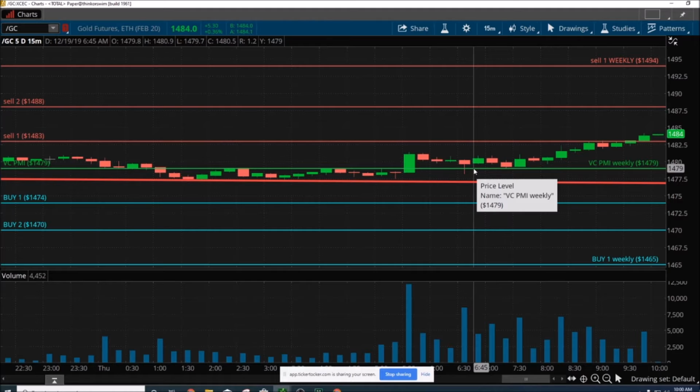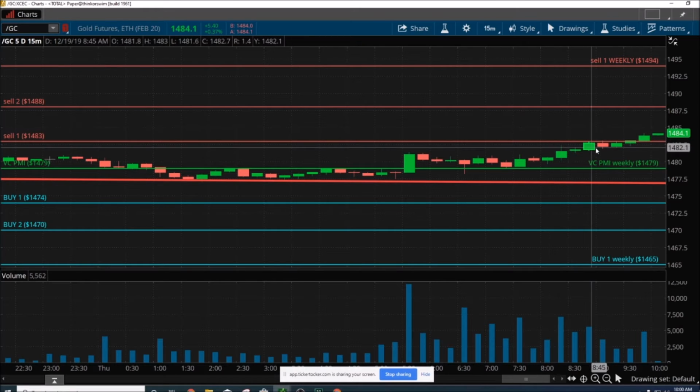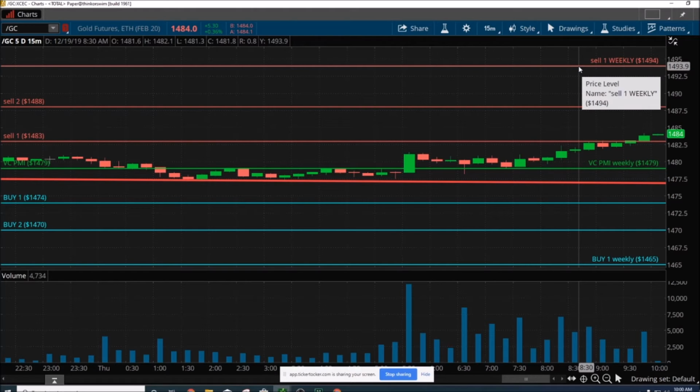And automatically, when the VC PMI activates the signal, it also ignites and activates the targets above. In this case, the daily target of sell 1 is at 1483. And the weekly target, based on the weekly signal, is at 1494.